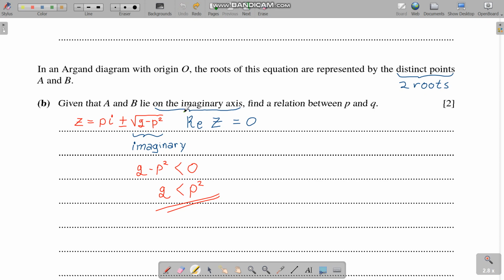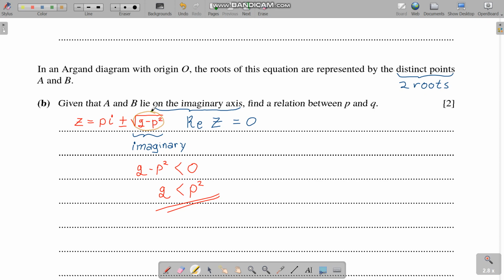And since a and b lie on the imaginary axis, that means the real part, so this is the imaginary part, the one with i, this is the real part. The real part cannot be something other than 0, basically. Okay, so this part here must be imaginary, basically. Okay, so it cannot be 0 because we will have only one point, and it cannot be real because it's on the imaginary axis, so it must be something imaginary.